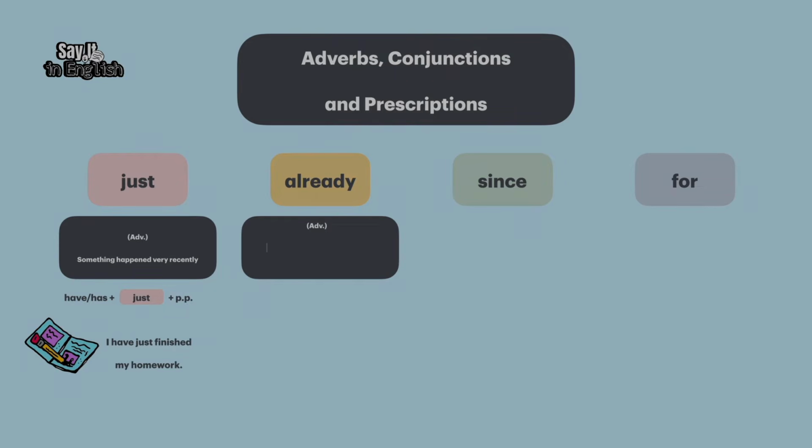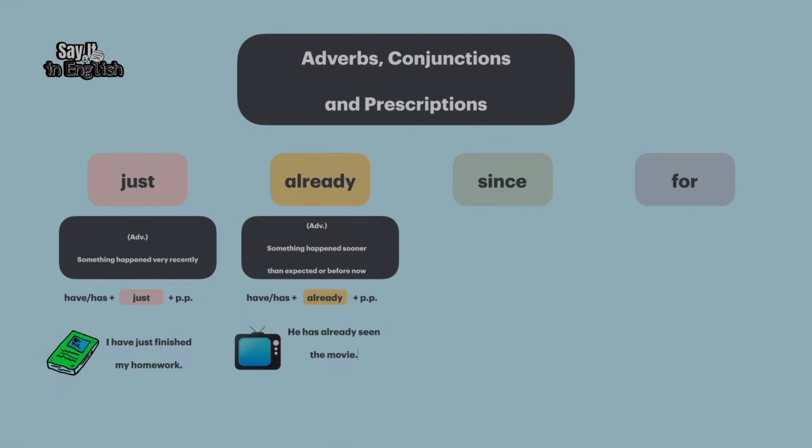Already is an adverb. It indicates that something happened sooner than expected or before now. It's typically placed between the auxiliary verb have or has and the past participle, but can also be placed at the end of the sentence for emphasis. For example, she has already seen that movie. She has seen that movie already.